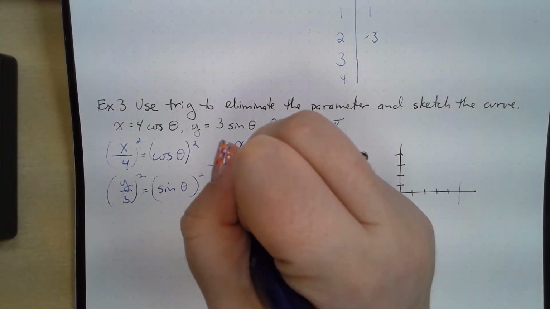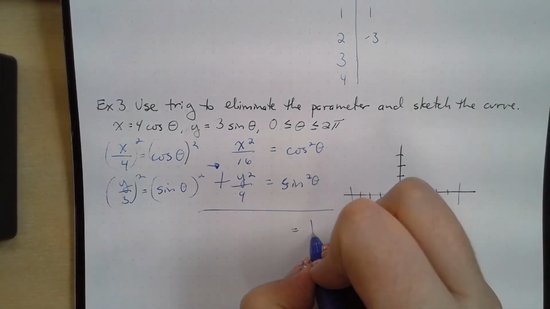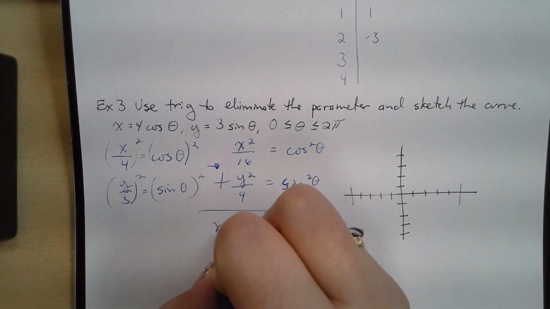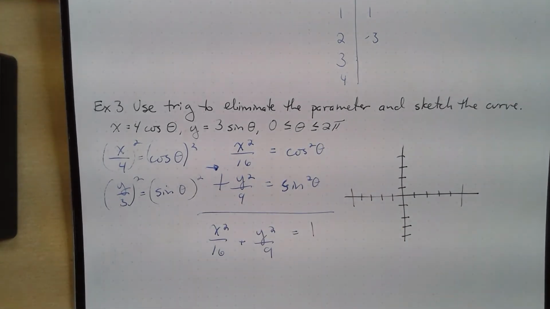Right? Then I'm going to add these together. This is going to equal 1, right? So I'm going to end up having x squared over 16 plus y squared over 9 is equal to 1. Isn't that kind of fun, right? And if I graph this, you end up having an ellipse.